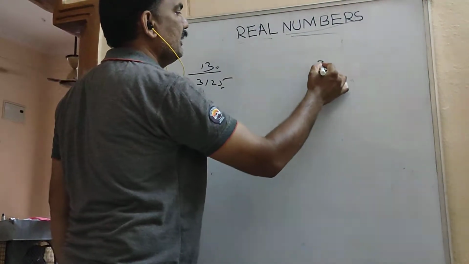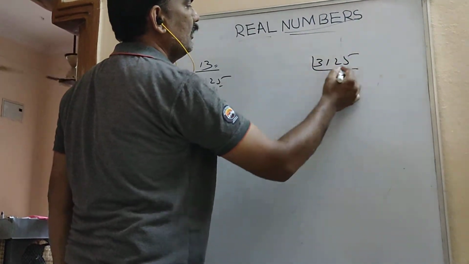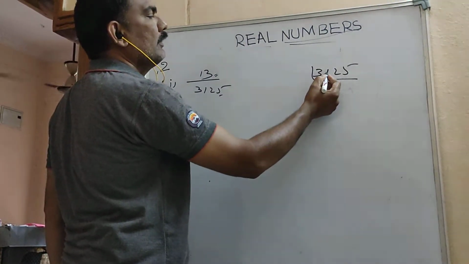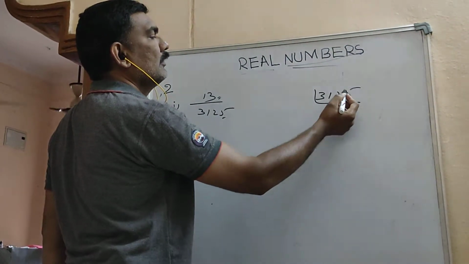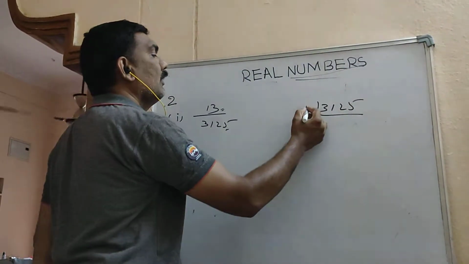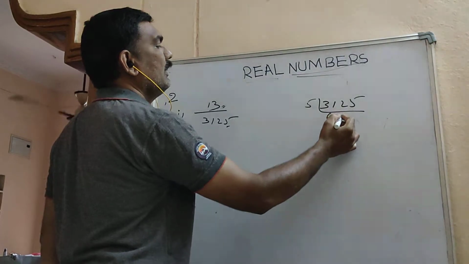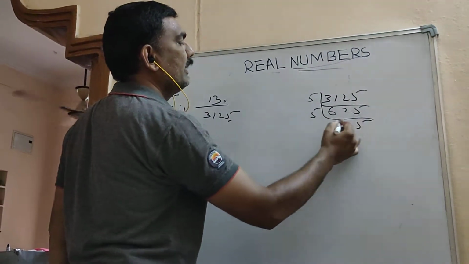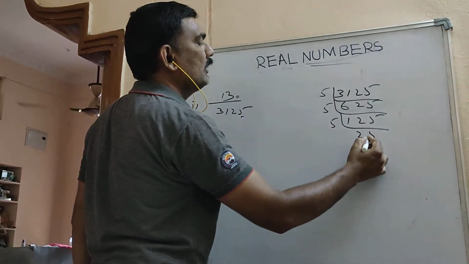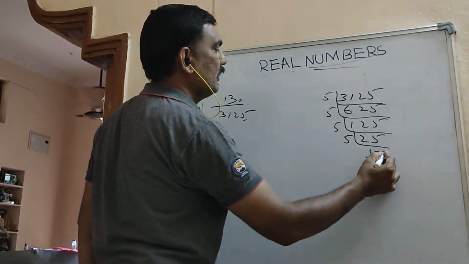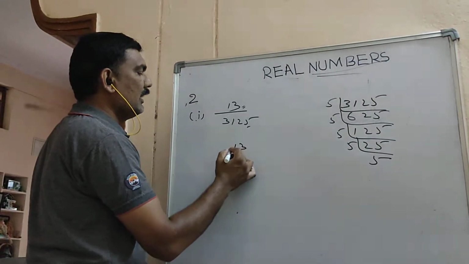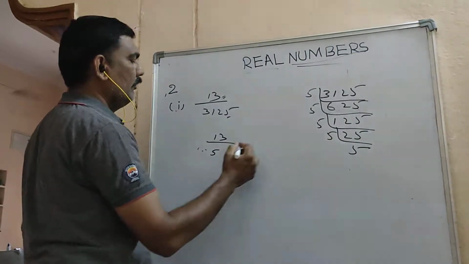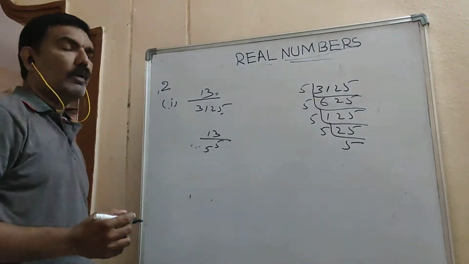The denominator is 3125. By the divisibility rule of 3, 3 plus 1 is 4, plus 2 is 6, plus 5 is 11, so it won't go in the 3 table. Dividing by 5 repeatedly, you get 3125 as 5 to the power of 5. So the fraction is 13 by 5 to the power of 5.